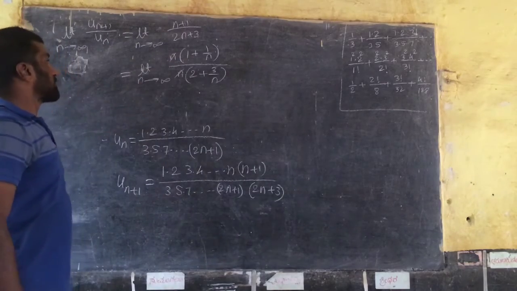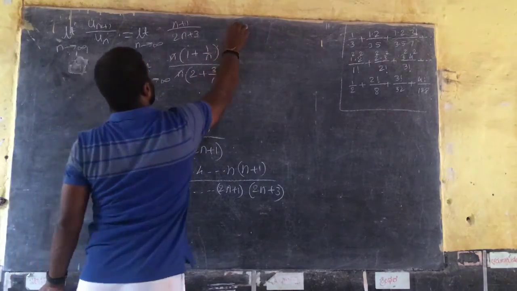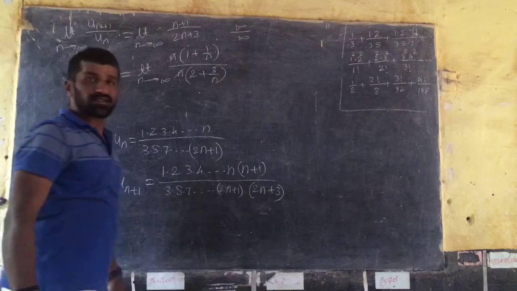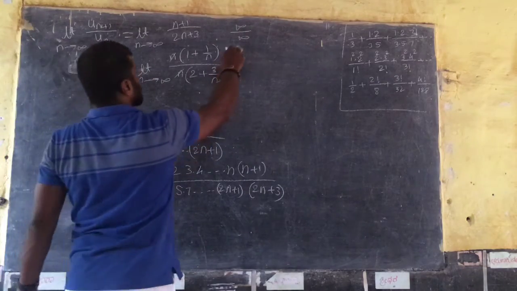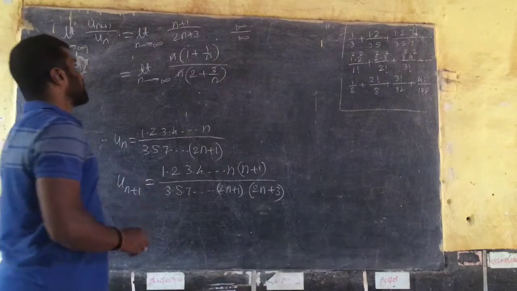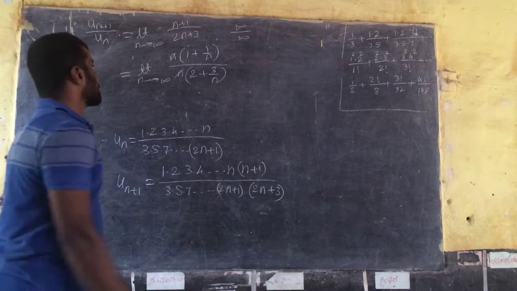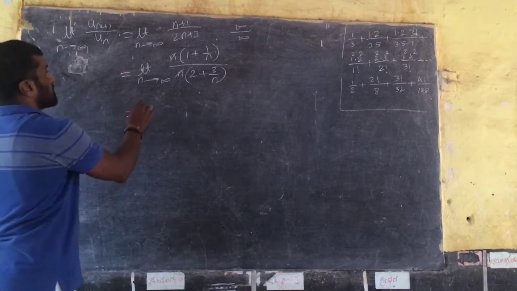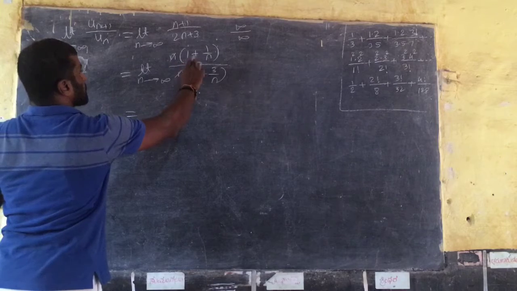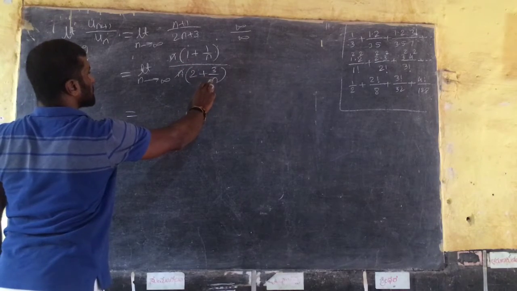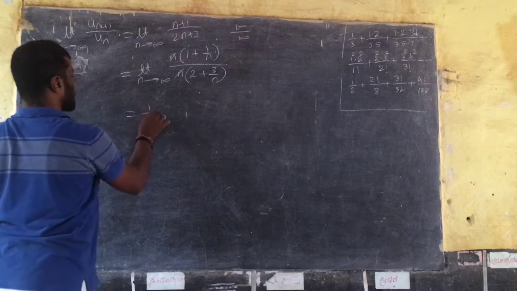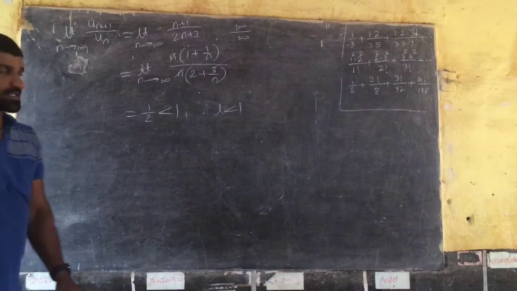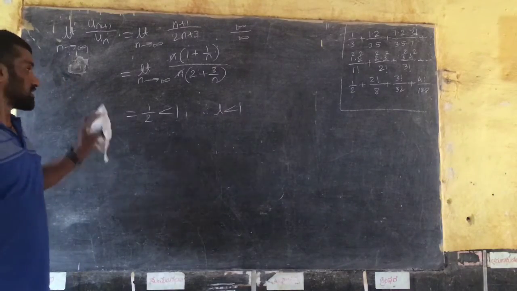So why take n common? Because if you apply the limit directly, it shows infinity plus 1 is infinity, so infinity by infinity, that is why it is an indeterminate form. So to avoid this problem, use L'Hospital's rule or simplify like this, right? Then apply: 1 by infinity is 0, so 1 plus 0 is 1, 3 by infinity is 0, so 2 plus 0 is 2, so it is 1 by 2. 1 by 2 is less than 1, so therefore L is less than 1 by the ratio test, so this series is convergent, right?